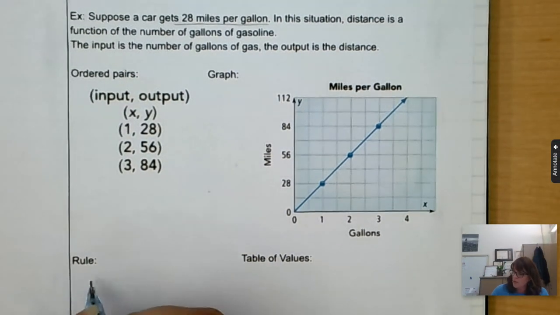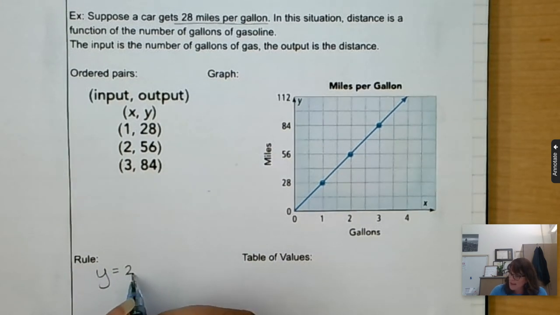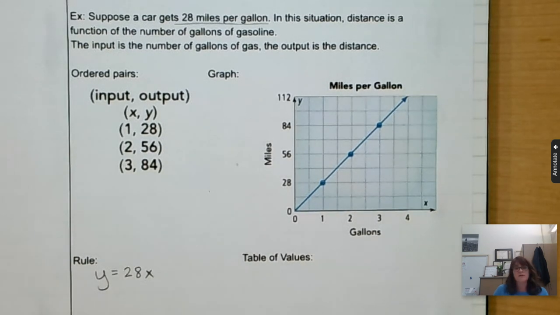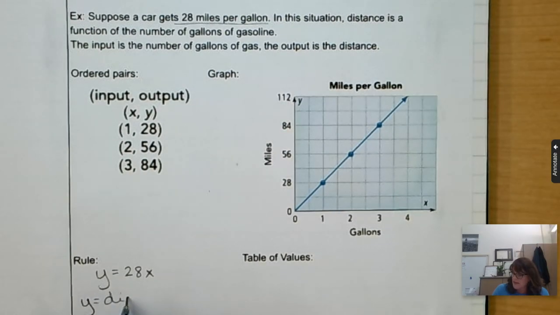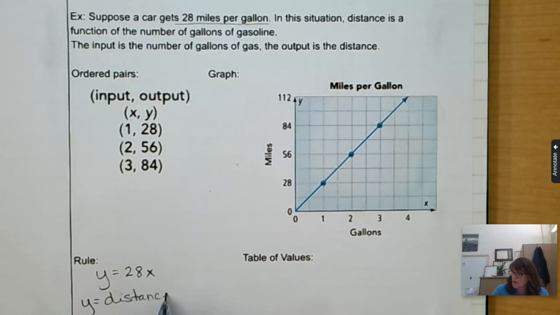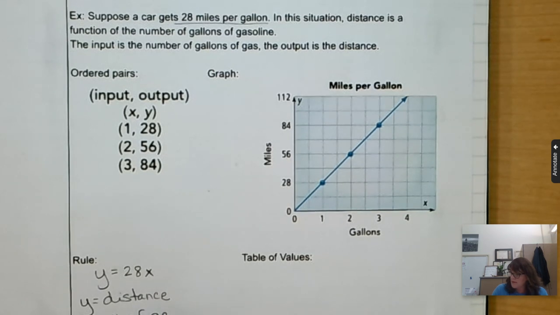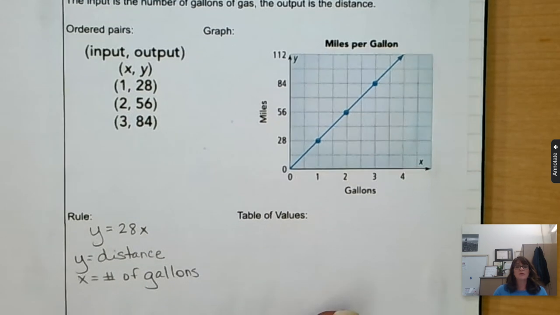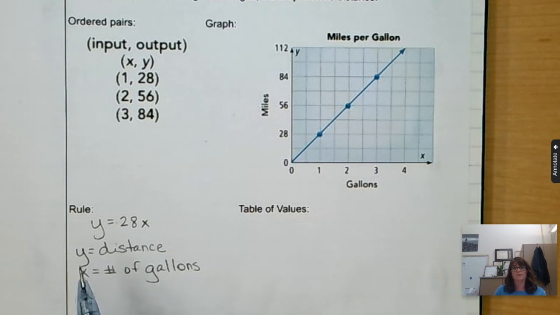So I can write that rule as y equals 28 times however many gallons of gas. Y is going to equal the distance. X equals the number of gallons. So the story itself told us the rule. Now we're just writing it in an equation form.